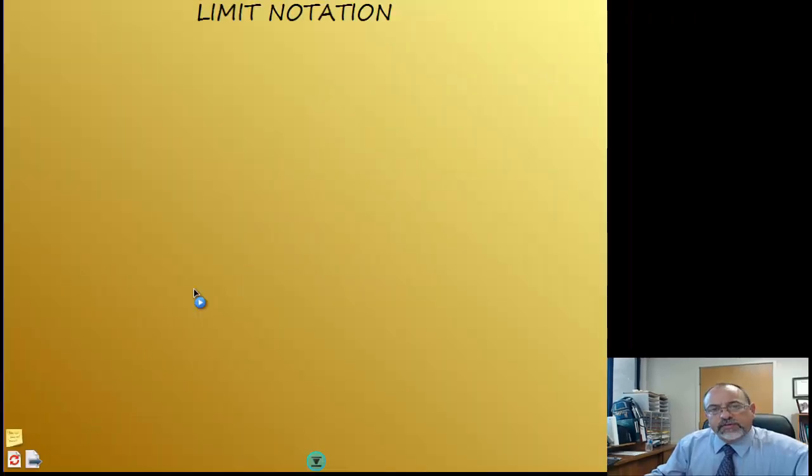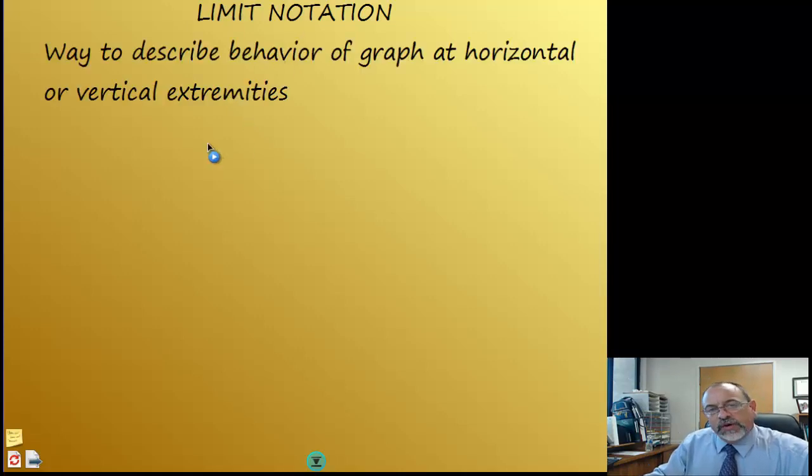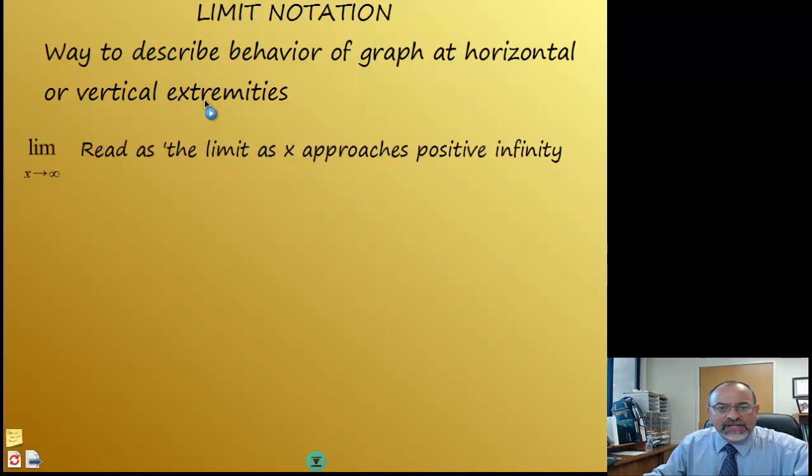Now, these asymptotes provide limits to the graph, so we're going to introduce something new. This is probably the only one of the new things in this lesson that you haven't seen before, and it's a calculus thing, and it's called limit notation. It's a way to describe the behavior of the graph at these horizontal or vertical extremities. In other words, what happens way out there at the ends of the graph, way out at positive infinity or negative infinity, if we're talking about horizontal, or vertically, what happens as these graphs go up and down. And this limit notation allows us to read it.